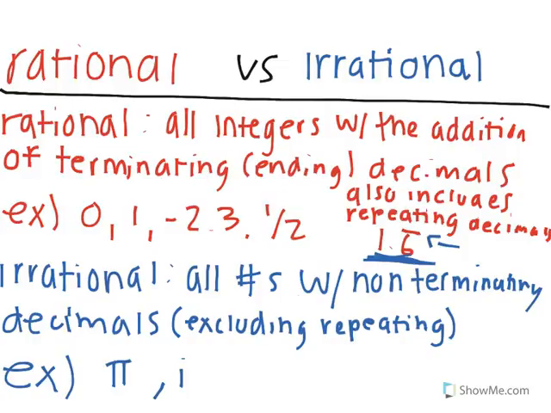Examples of rational numbers are 0, 1, negative 2.3. This is an example of a terminating decimal. And 1/2 is equal to 0.5, which is a terminating decimal as well.